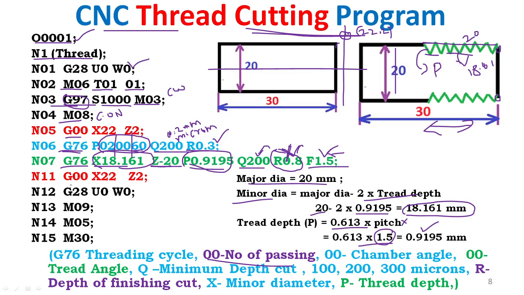Then finally, automatically when this program feeds, the thread is formed for the given distance. Then remove the tool: G00 rapid position of tooling, X22 Z2, then the home position of the tooling, G28 U0 W0. M09 is the coolant off, M05 is the spindle off, and M30 is the end of the program.